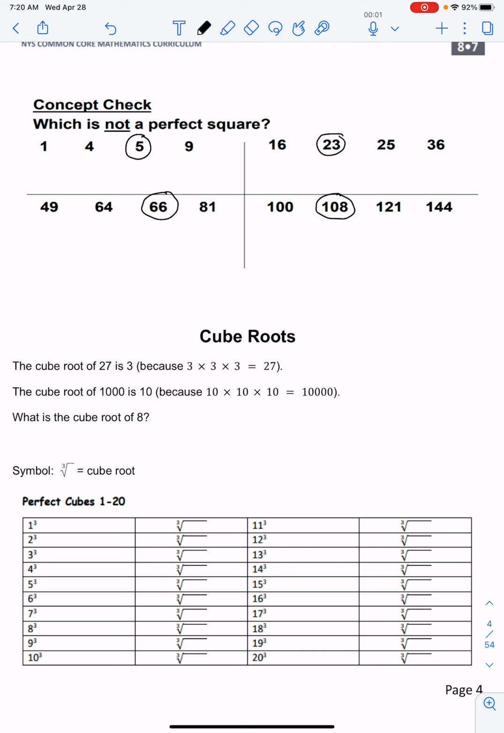The next thing that we're going to do is talk about cube roots, and then that'll be the end of our lesson. So the next thing that we have here, it says a cube root of 27 is 3, because 3 times 3 times 3 is 27. So a cube root is a number that is raised to the 3rd power. The cube root of 1,000 is 10, because 10 times 10 times 10 equals 1,000.